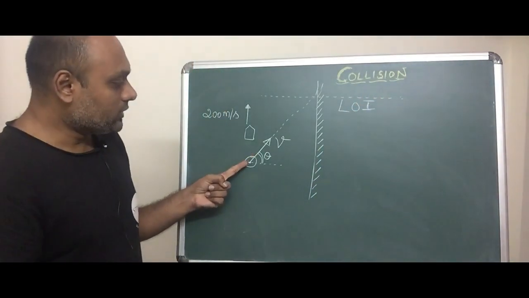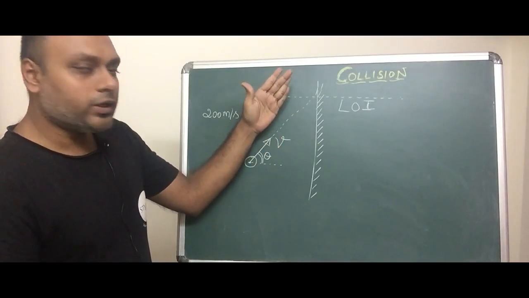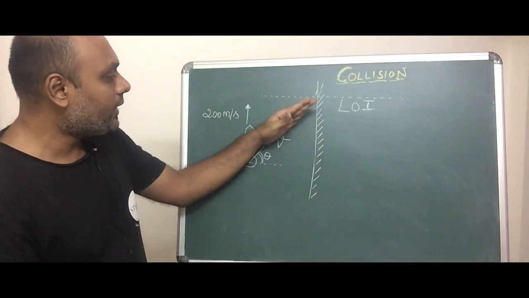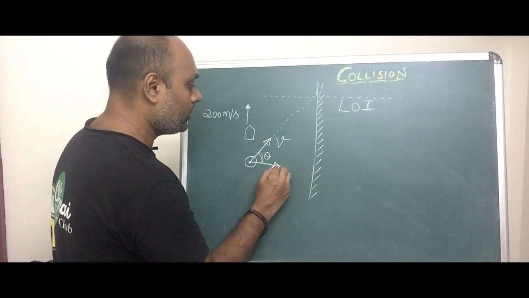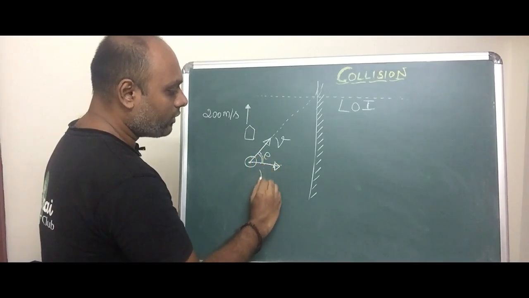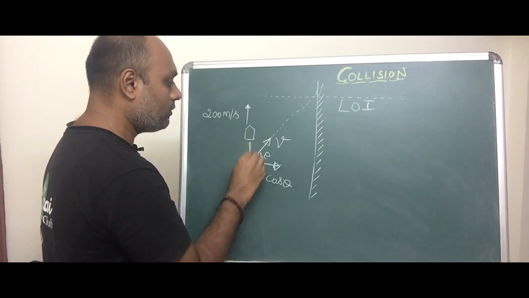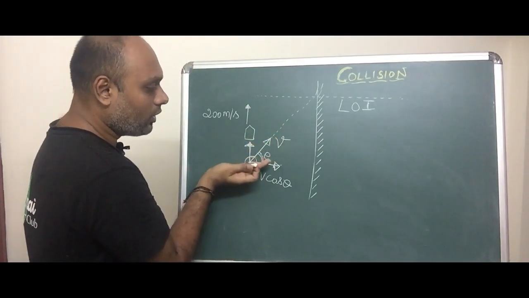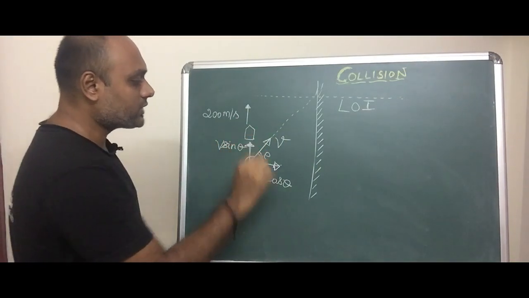Alright. Now this ball which is having velocity v, if we resolve this velocity v in two directions, let's say along the line of impact and perpendicular to the line of impact. So along the line of impact, which is the horizontal direction here, it is v cos theta, and perpendicular to the line of impact, vector concepts, resolve that velocity vector along the line of impact and perpendicular to the line of impact, that is v sin theta.